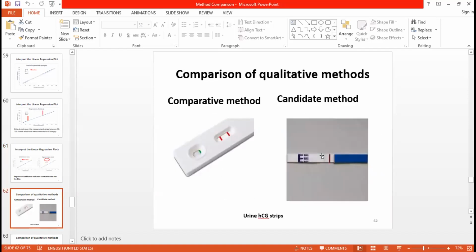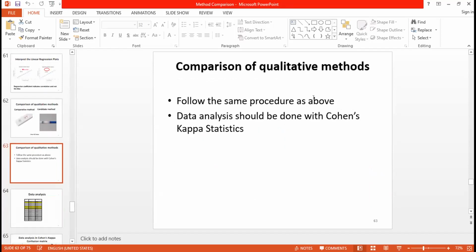With that, I come to comparison of qualitative methods. For example, comparison of HCG strips, which give a value either as positive or negative. You follow the same procedure as above, except the data analysis part, which is done with Cohen's kappa statistics.